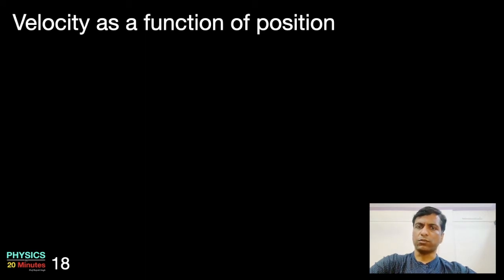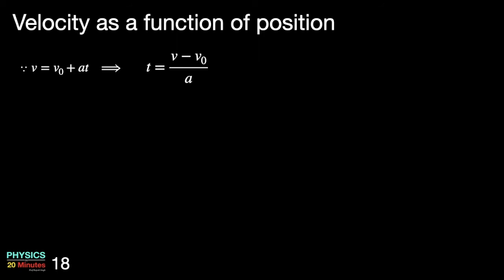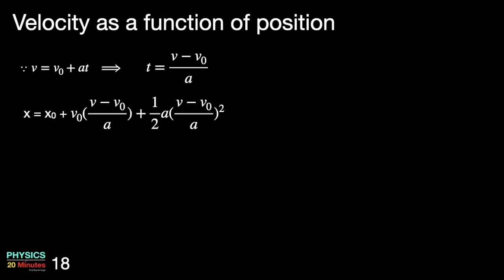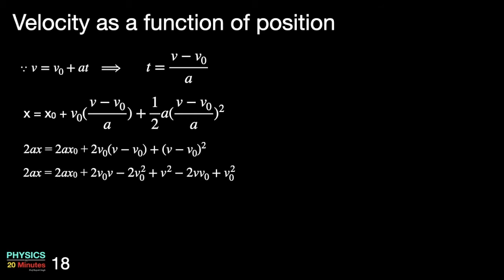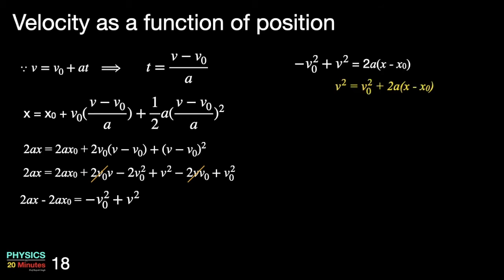If position is given to me, how will I evaluate velocity? Since v is equal to v0 plus at, t is (v minus v0) upon a. I can take the displacement equation and eliminate time from there. So x is equal to x0 plus v0 in bracket (v minus v0) by a plus 1 by 2a in bracket (v minus v0) by a the whole square. If you solve it, cancel out the common terms and reduce it further, you will get v square is equal to v0 square plus 2a(x minus x0).